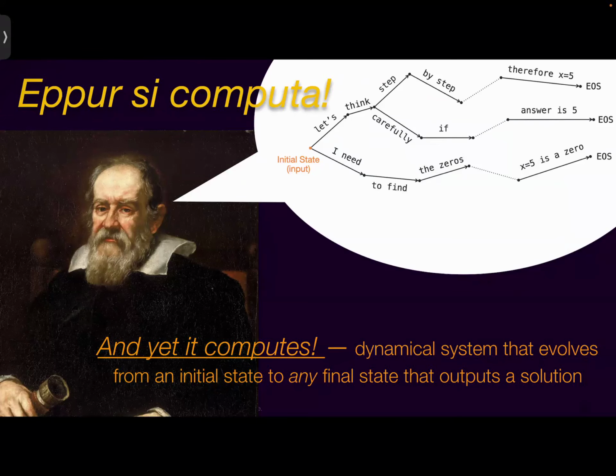Well, there is no program, and that's the thing, because you're looking for a computer that has a program, but programming a computer as a stochastic computer means controlling, okay? And so, yes, it is a computer, it's just not a deterministic computer that you can program. It's a dynamical system that evolves from an initial state to a final state that outputs a solution. The state doesn't need to be unique. It could be, therefore, x is equal to 5, or the answer is 5, or whatever, right?